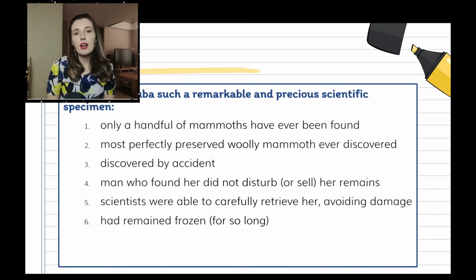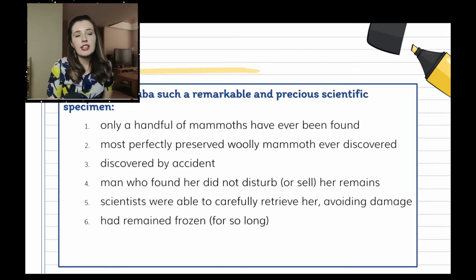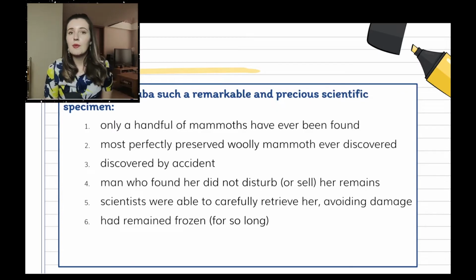That she's the most perfectly preserved woolly mammoth ever discovered. The fact that she was discovered by accident. That's quite remarkable, right? That the man who found her did not sell or disturb her remains, and again the article makes it clear that that was quite unusual. The fact that the scientists were able to carefully retrieve her, thus avoiding damage. And finally, she's also remarkable and precious because she remained frozen for so long.